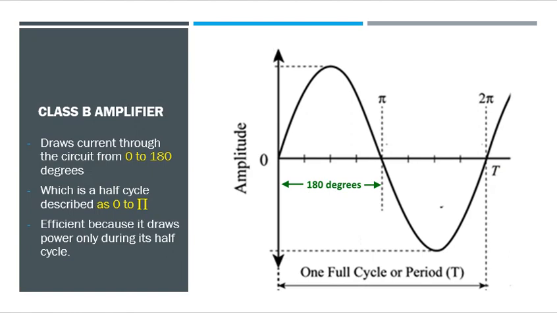A Class B amplifier draws current through the circuit from 0 to 180 degrees. So it'll only conduct from 0 to 180, which is half a cycle, and we describe that as pi, so it'll conduct from 0 to pi. It's efficient because it only draws power during its half cycle, so it'll only draw power during this first 180 degrees and then will do nothing. If it's on a negative cycle, it won't do anything on this cycle, but then it'll conduct on this one.